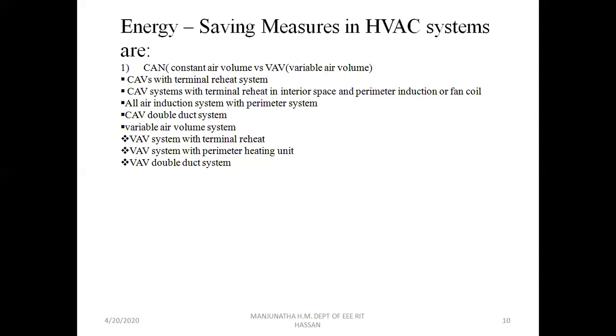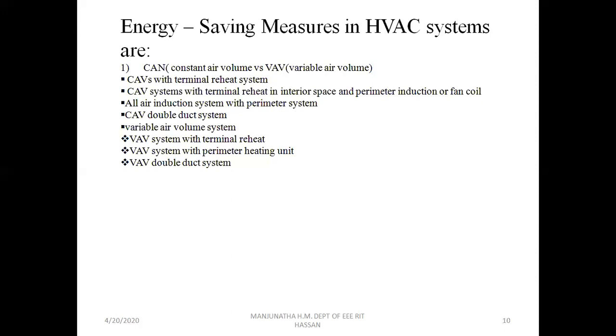And the next one is variable air volume. I already told that it is a varying air volume based on the requirement of the temperature. The first one is the VAV system with thermal reheat. We can reheat that air in the cabin, and then the VAV system with the perimeter heating unit and the VAV double duct system. Both also contain two ducts, cold air and hot air, but there is a variable volume of the air in both the ducts.